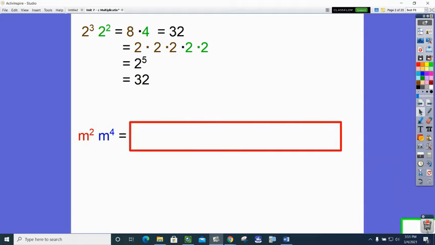So with numbers, I hope I've proven to you that when you multiply common bases, you write the base and add the exponents. So 2 to the 5th.